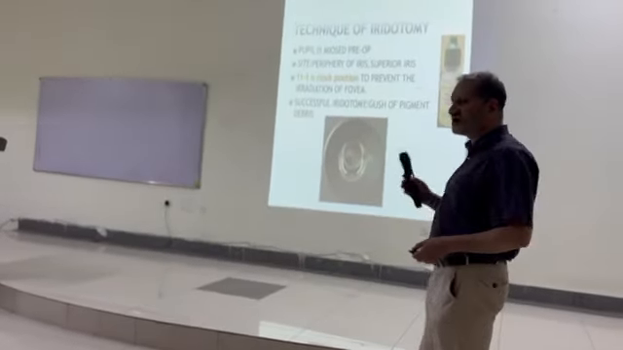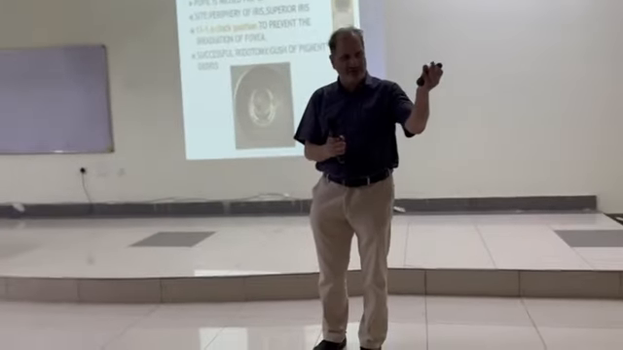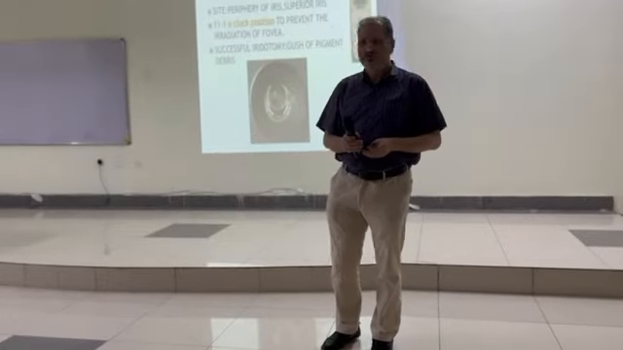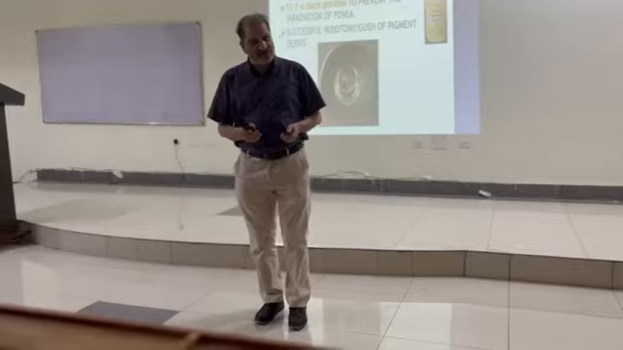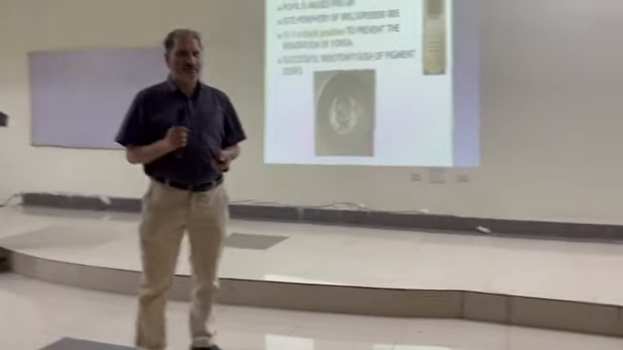The laser touches the iris and it breaks the iris. There is a layer, the pigment epithelium of the iris, from which the pigment comes, correct? And it comes into the anterior chamber. So what are the complications of this laser iridotomy?